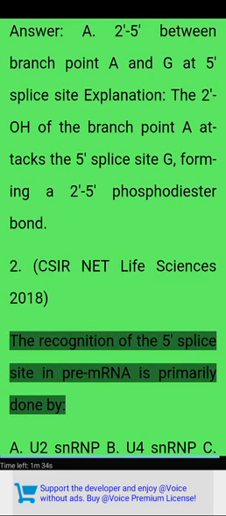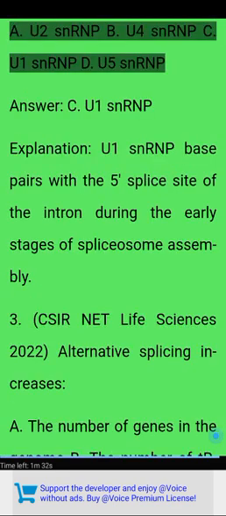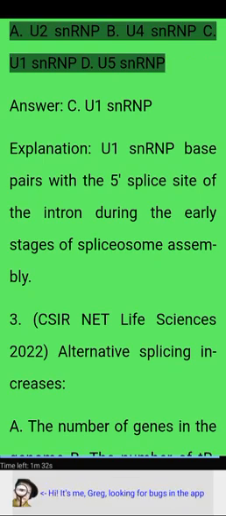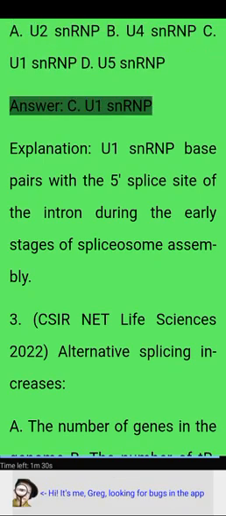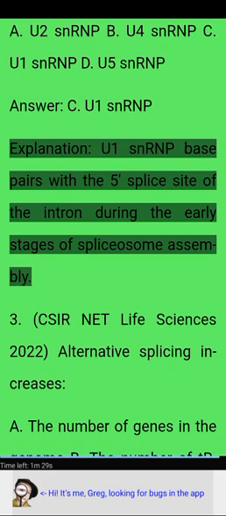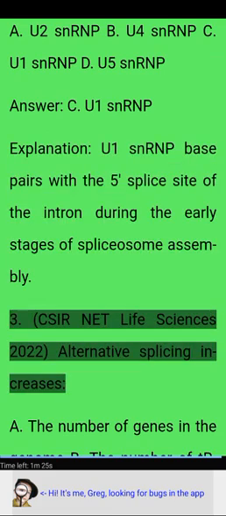The recognition of the 5' splice site in pre-mRNA is primarily done by A. U2 snRNP, B. U4 snRNP, C. U1 snRNP, D. U5 snRNP. Answer. C. U1 snRNP. Explanation. U1 snRNP base pairs with the 5' splice site of the intron during the early stages of spliceosome assembly. 3. CSIR NET Life Sciences 2022.